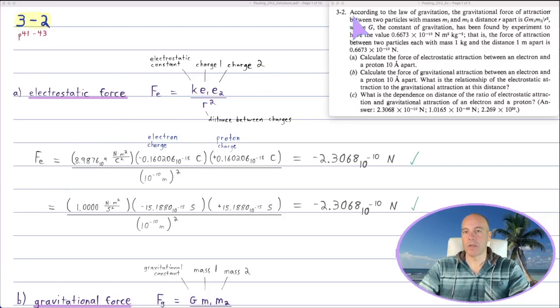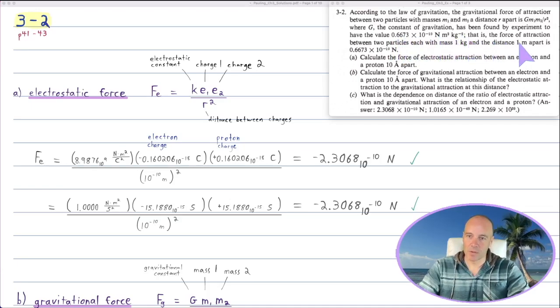Exercise 2 reads, according to the law of gravitation, the gravitational force of attraction between two particles with masses m1 and m2, a distance r apart, is G m1 m2 over r squared, where G, the constant of gravitation, has been found by experiment to have the value 0.6673 times 10 to the negative 10 newton meter squared per kilogram squared.